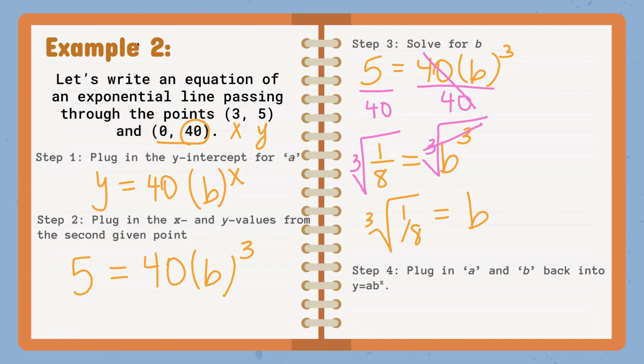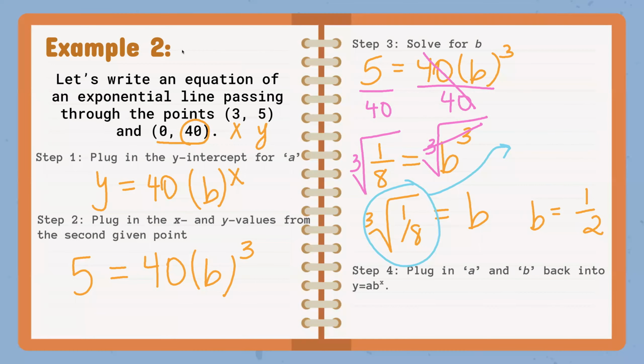Now, here's a little side note. Let me change colors. If you want to manually reduce this by hand, the cube root of 1/8 is the same thing as the cube root of 1 over the cube root of 8. The cube root of 1 is just 1. The cube root of 8 is 2. So B is 1/2. Or again, go ahead and try it in your calculators. If you cube root 1/8, you should be getting that B is equal to 1/2.